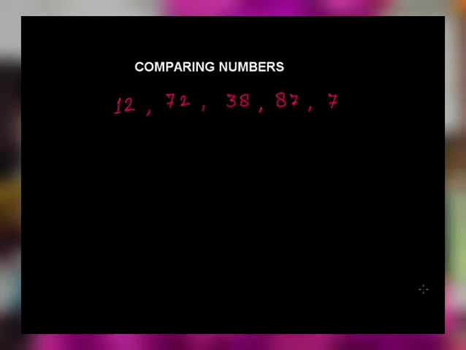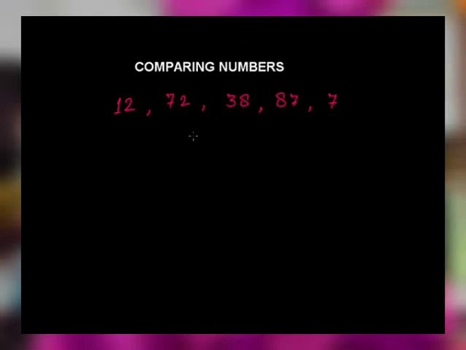Suppose you're given some set of numbers and you're asked to find out the largest and the smallest number among them. That is, you have to compare the numbers and find out which one is the smallest number and which one is the largest number. Let's understand this by taking some examples. In the first example, we have 5 numbers, that is 12, 72, 38, 87 and 7. Now, how to find out which one is the smallest number and which one is the largest number?